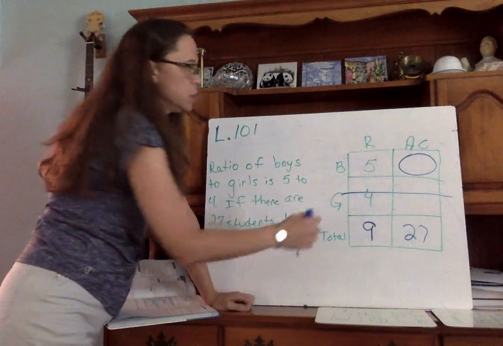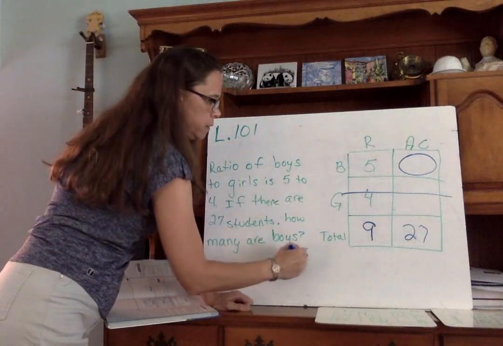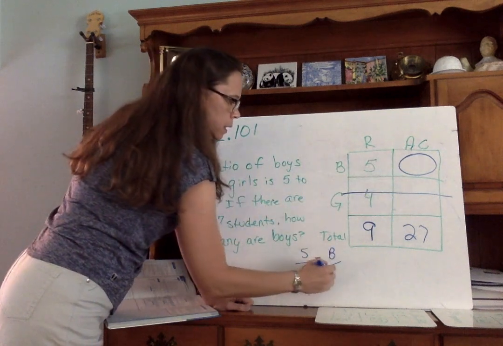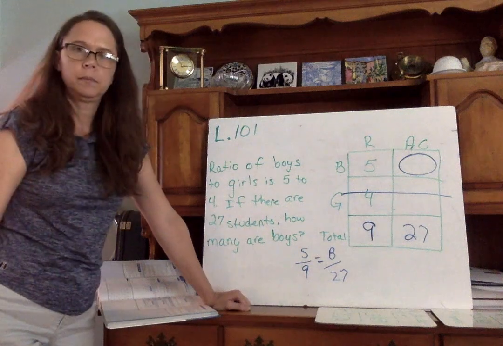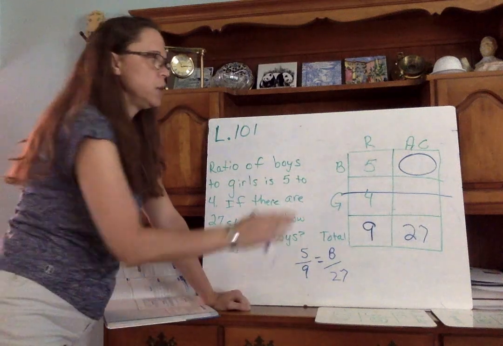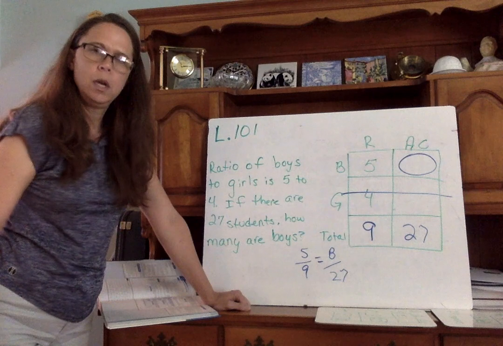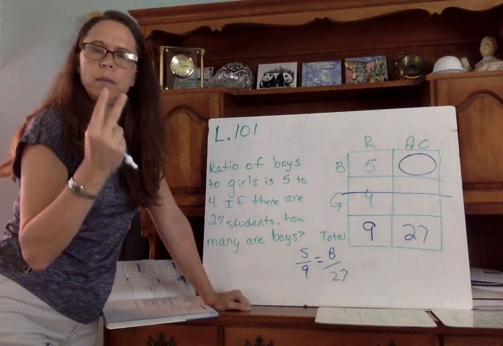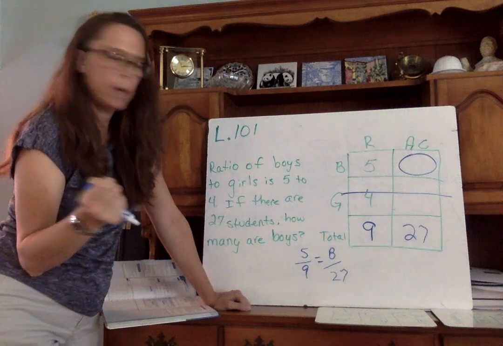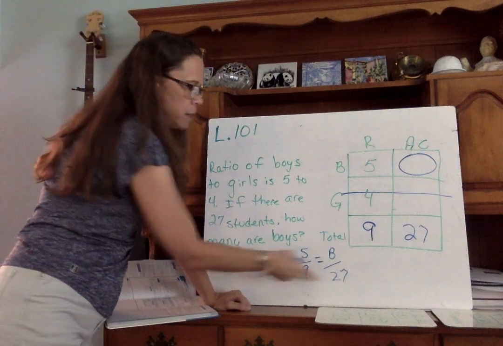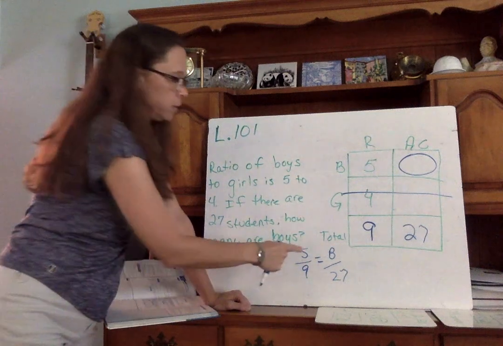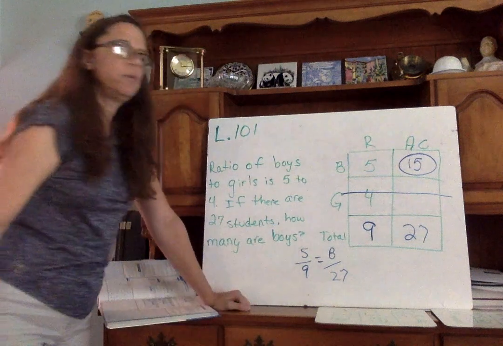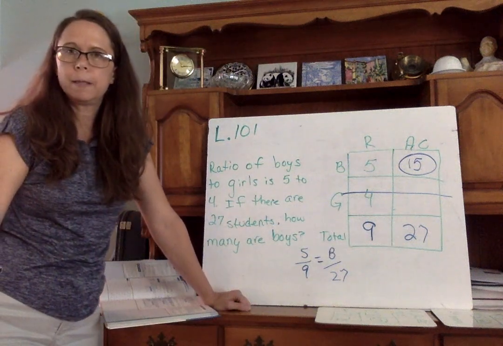So I'm comparing 5 to 9. 5 is to 9 as the number of boys is to 27. See why it's important that you know which rows to use? You want to use the row that's complete and the row with the part you want to find out. I see that to get from 9 to 27, I multiply by 3. So I have to do the same thing up here. 5 times 3 gives me 15. There must be 15 boys in the class.